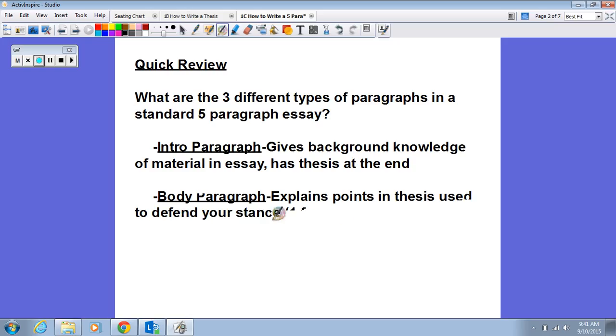The second type is your body paragraph. It explains the points in your thesis, and it's used to defend your stance.